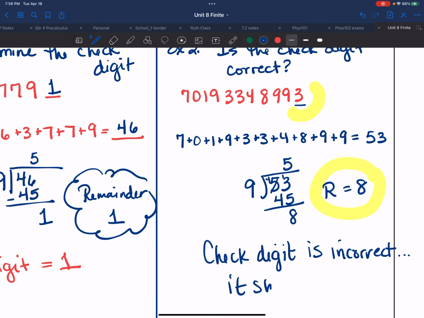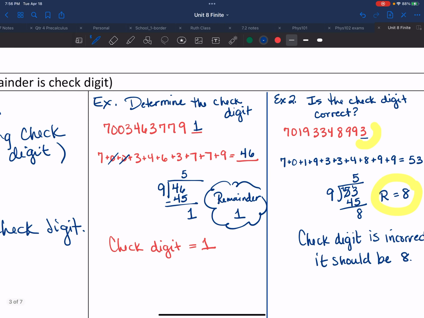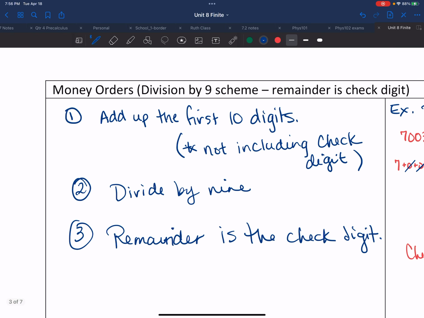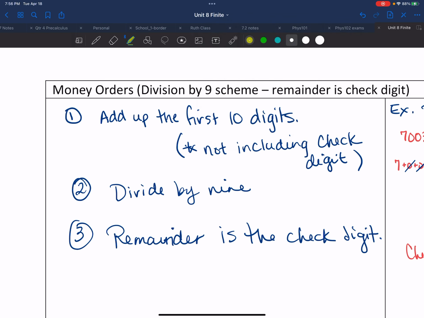It should be 8. All right, so that's a way to check our data. Now we're going to set aside that 9 scheme. And this one, by the way, just make sure that you are very aware of the application. This is for money orders that we're talking about.